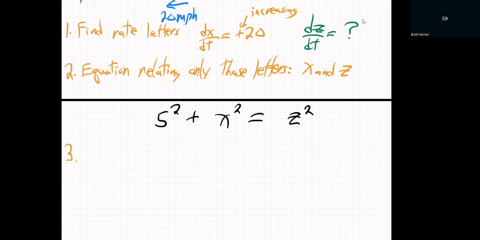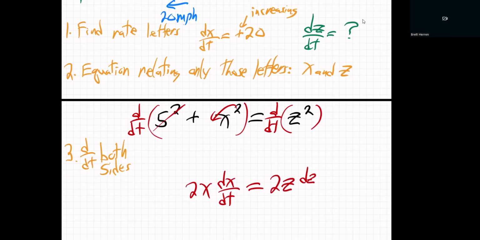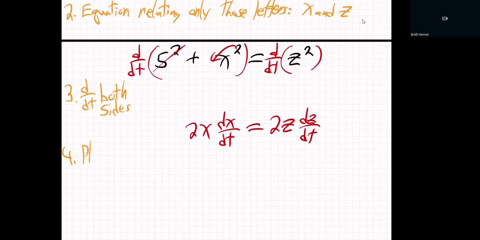Step three. Now what? d/dt both sides. So you know the step. I'm going to take the rate of change with respect to time of both sides. What happens here? This is 0. It's a number. It's 25. The rate of change of a number like 25 is 0. It's not changing at all. But this part comes on down. We'll get 2x dx/dt equals 2z dz/dt.